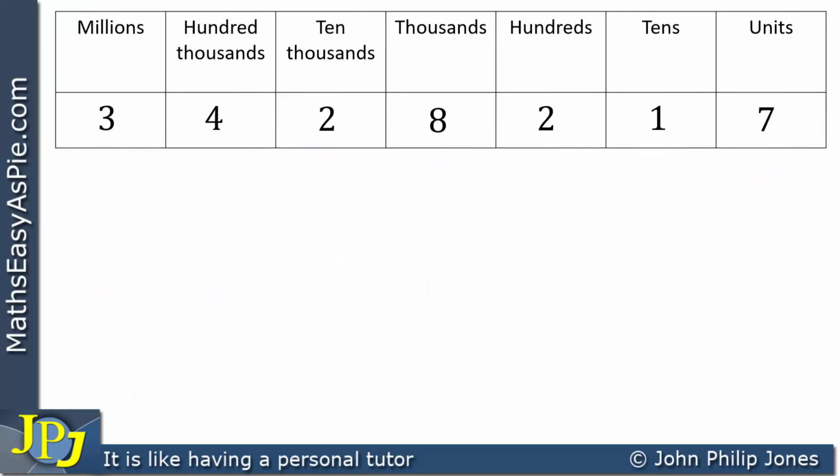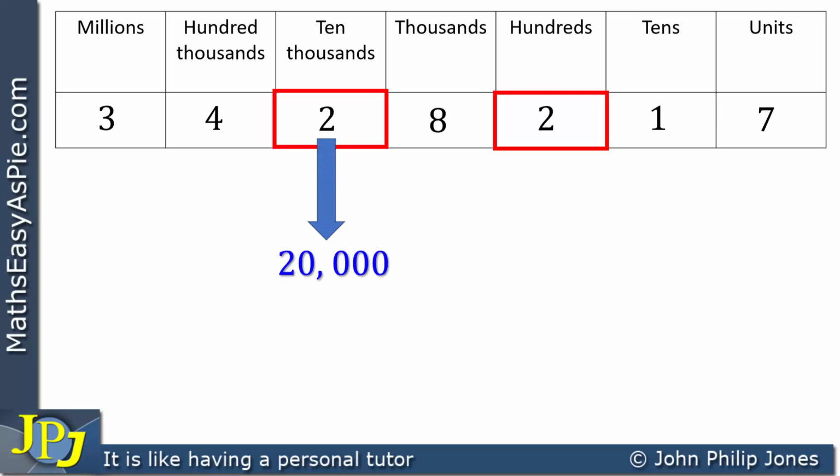Let's consider the digit 2, and we can see it appears in 2 places. When it appears in the 10,000s column, it is worth 20,000. When the digit 2 appears in the hundreds column, then it's worth 2 lots of 100, which is 200.